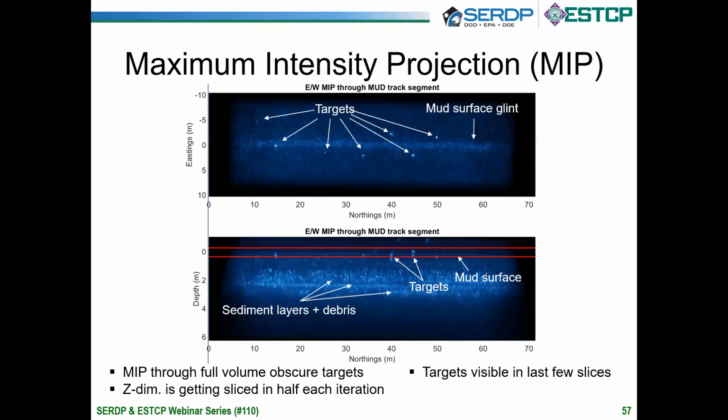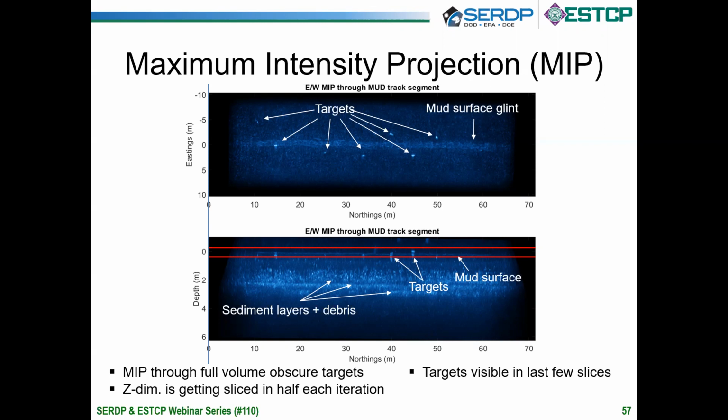One thing that you also see when you're looking at these maximum intensity projections is you can't remove the mud glint. This right here is you're basically looking straight down at the mud, and you always get some surface return that's going to be fairly bright. And so this actually can help you register where you are in space, that you're looking down, and this is the center line of the tow.